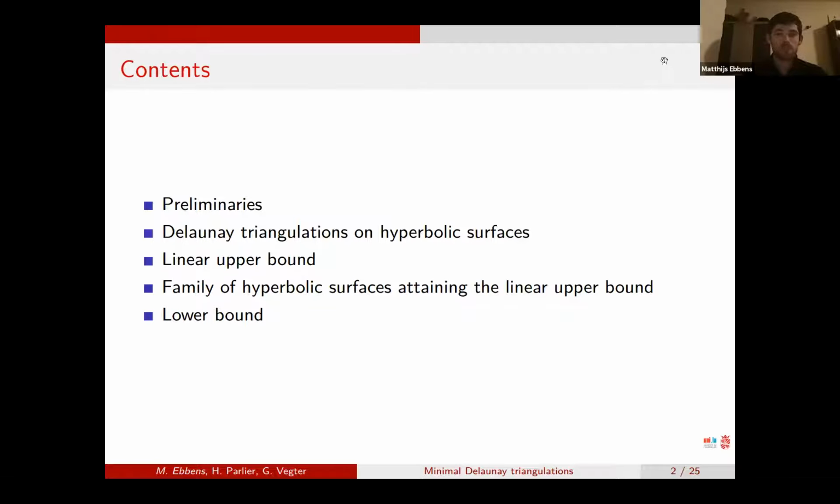So the first one will give a linear upper bound for the number of vertices of the Delaunay triangulations on hyperbolic surfaces. Then secondly, I'll construct a family of surfaces that actually attains this bound. And then finally, I will also look at the general lower bound.